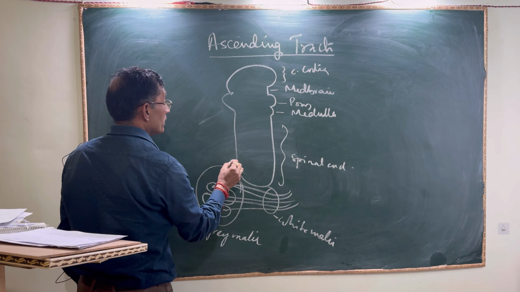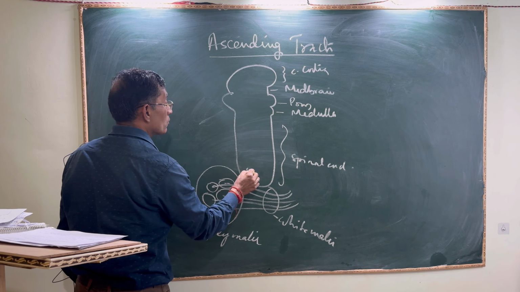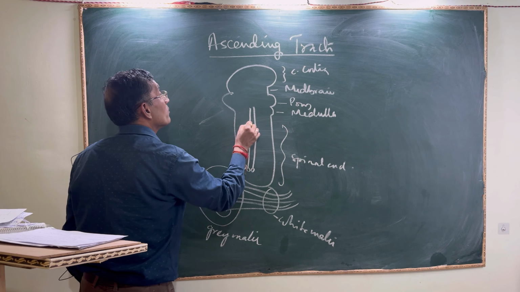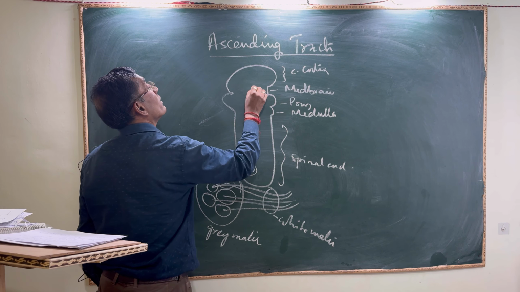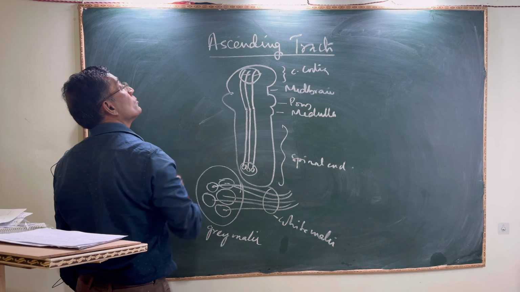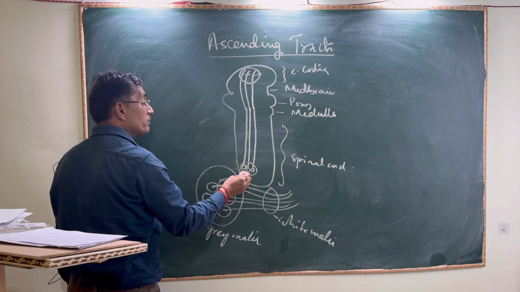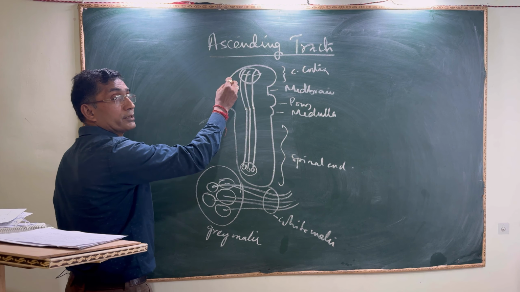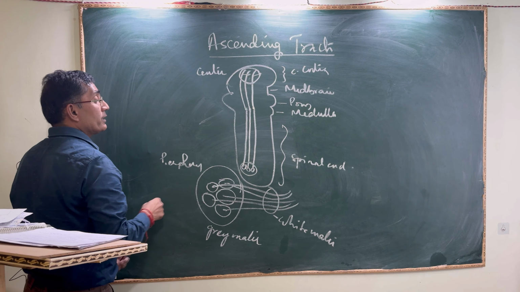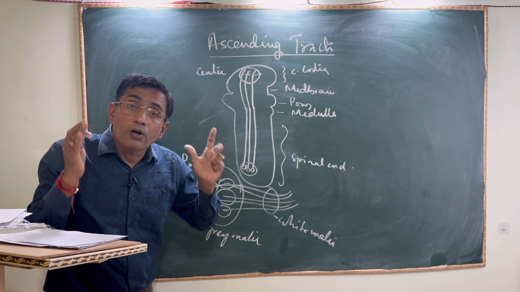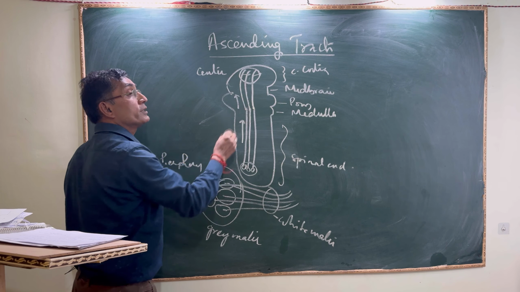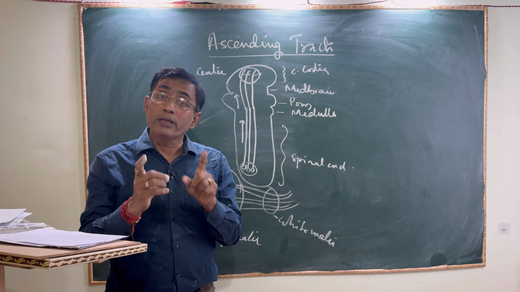Now a group of fibers will have a common origin, and then this will have a common termination in the central nervous system, and carries information from the periphery towards the center. This is the center and this is the periphery. So a group of fibers will have a common origin and common termination in the central nervous system and carry information from the periphery towards the center. This tract is called an ascending tract.